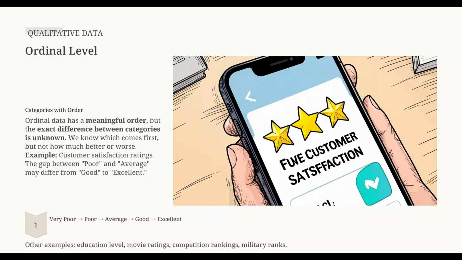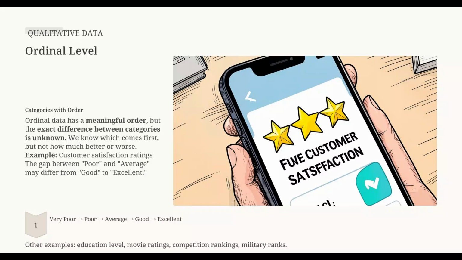That's why ordinal data tells us which category comes first, but not how much better or worse one category is compared to another. Other common examples include education level, customer satisfaction, movie ratings, competition rankings, military ranks. Whenever you can arrange categories from lowest to highest but cannot measure the exact distance between them, you are dealing with ordinal data.